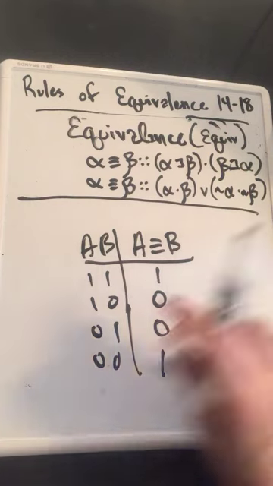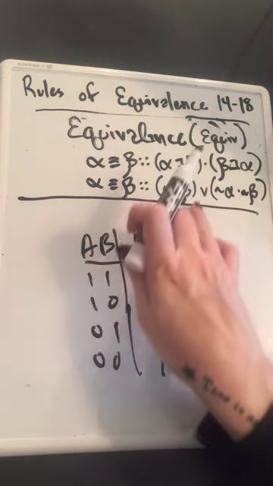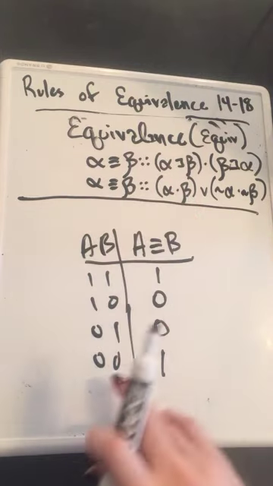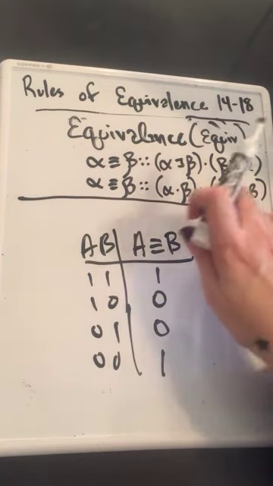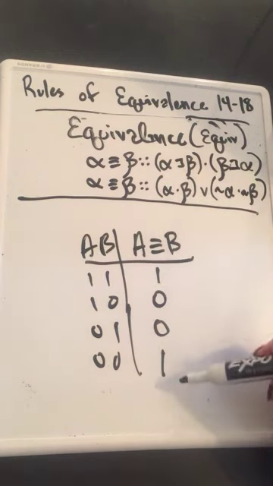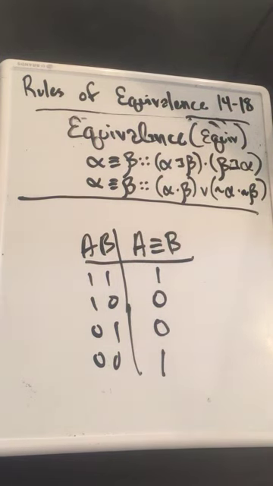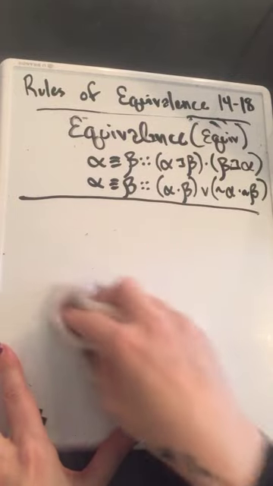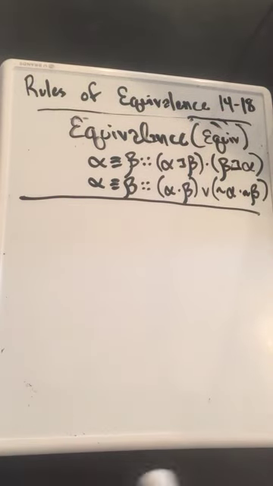So what that actually tells us is either it's the case that A and B are true, which is represented in the first disjunct, or A and B are false, which is represented in the second disjunct. So this is literally just giving us the truth table. Okay, let's go ahead and look at a problem that uses the equivalence rule.